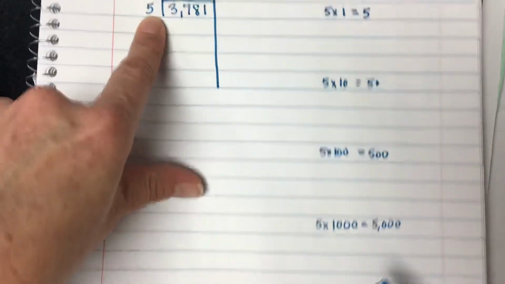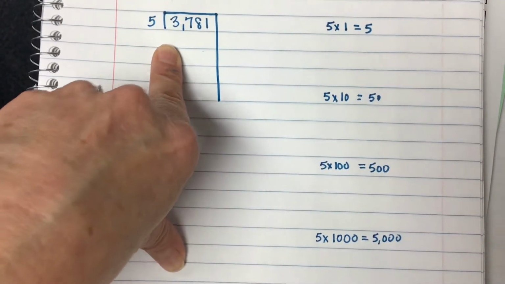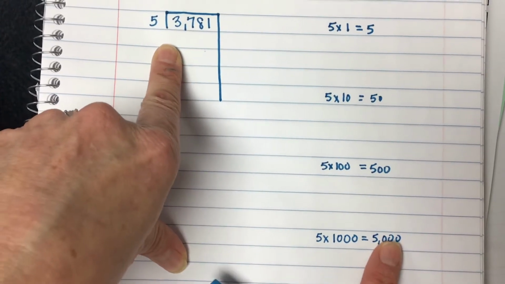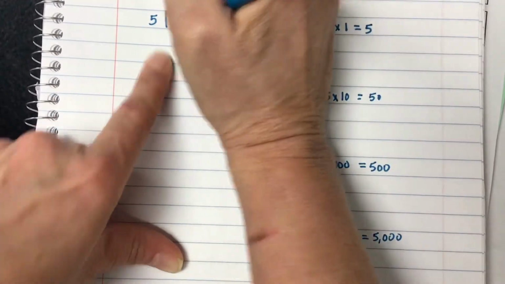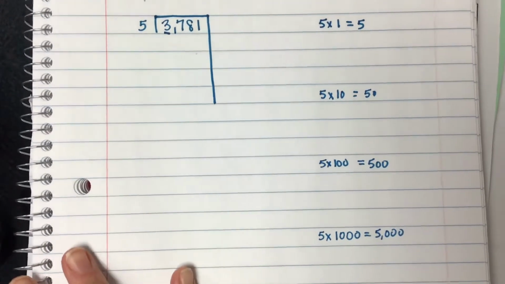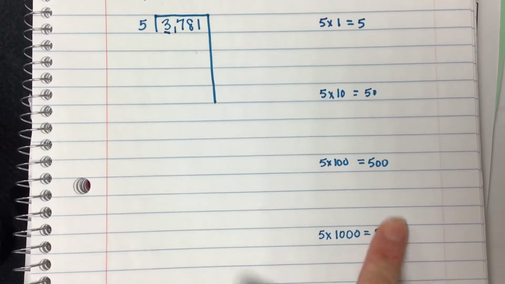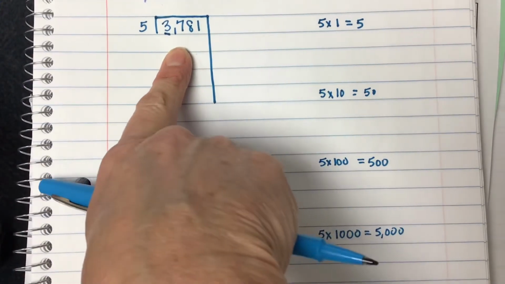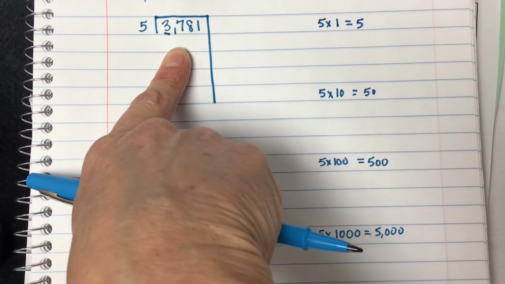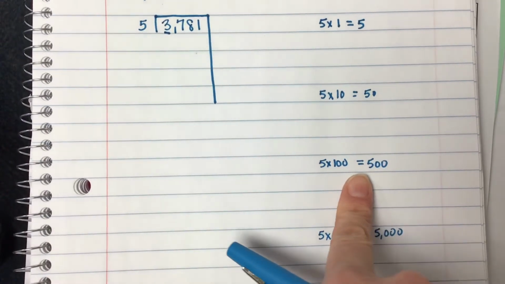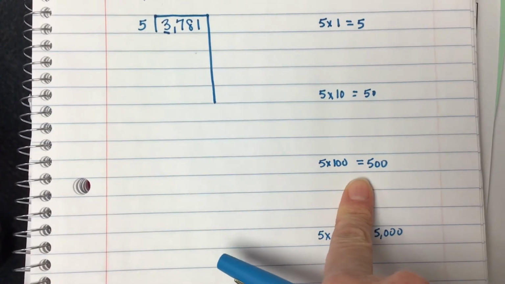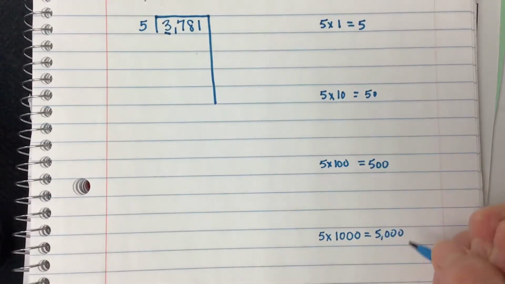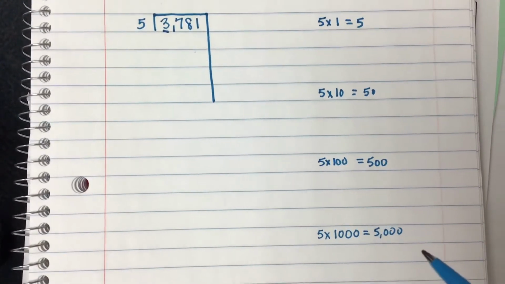Now, can I subtract 5,000 from 3,781? No, so this is too big. You may have known that by just looking at the thousands digit, and if you did, that's okay. You can skip that part right there. But can I subtract 500 from 3,781? Yeah, but I want to go as big as I can without going over, okay? So halfway between 100 and 1,000 is 500.